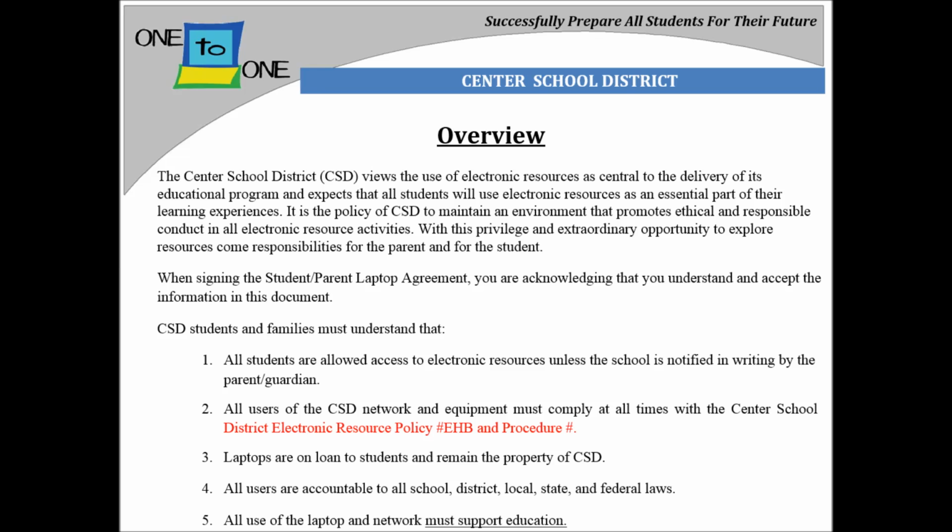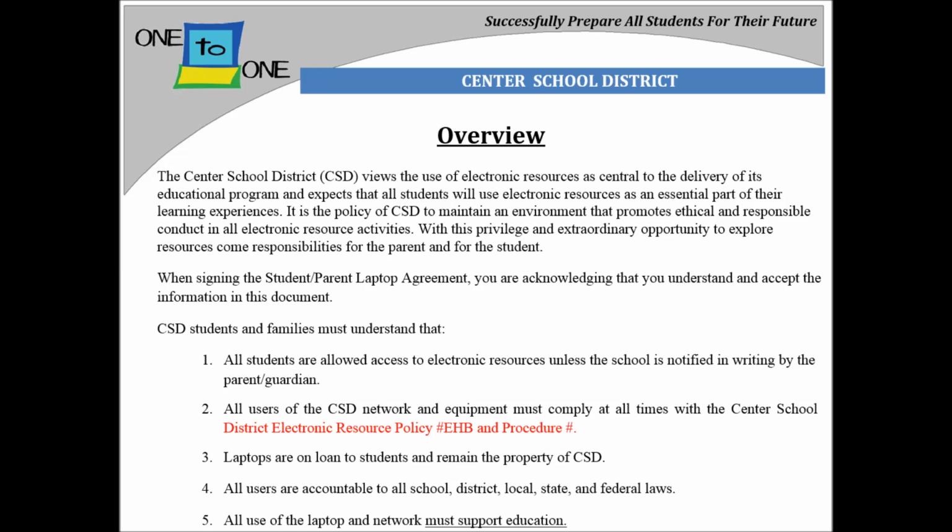The Center School District views the use of electronic resources as central to the delivery of its educational program and expects that all students will use electronic resources as an essential part of their learning experiences. It is the policy of Center to maintain an environment that promotes ethical and responsible conduct in all electronic resource activities. With this privilege and extraordinary opportunity to explore resources comes responsibilities from the parent and the student.